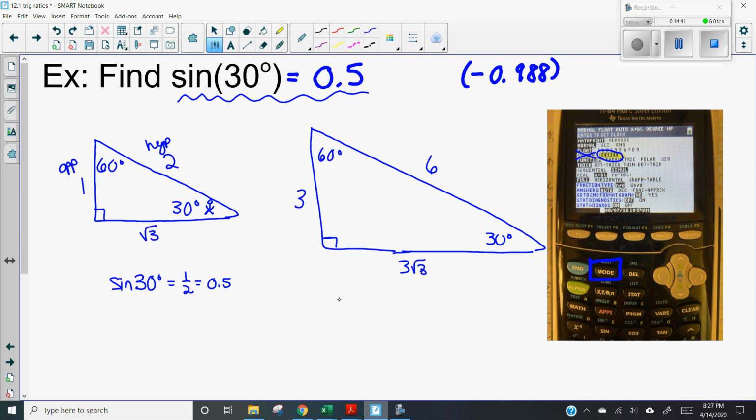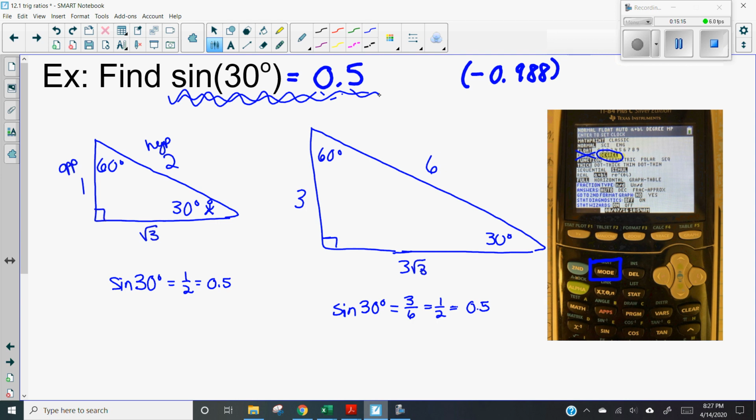So now sine of 30 from this triangle, opposite over hypotenuse, would be 3 over 6, which is still 1/2 or still 0.5. So in every triangle with a 30-degree angle, if you took sine of that angle, the opposite over the hypotenuse, it would reduce down to 1/2. So sine of 30 degrees always equals 1/2 or 0.5.